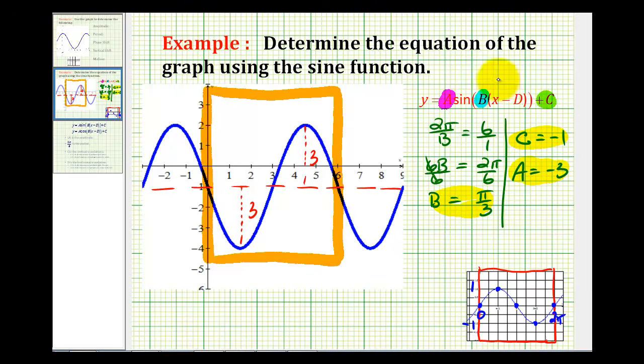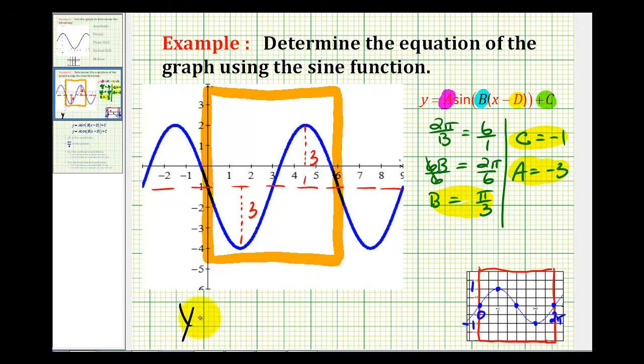The last thing to think about is d, which affects the phase shift or a shift left or right. But since we're using the sine function, and at 0 it's starting at the midline, which is the same for the basic sine function, this graph does not have a phase shift. So we have all the information we need to write the equation of this graph. We just need to fill in the values for a, b, and c.